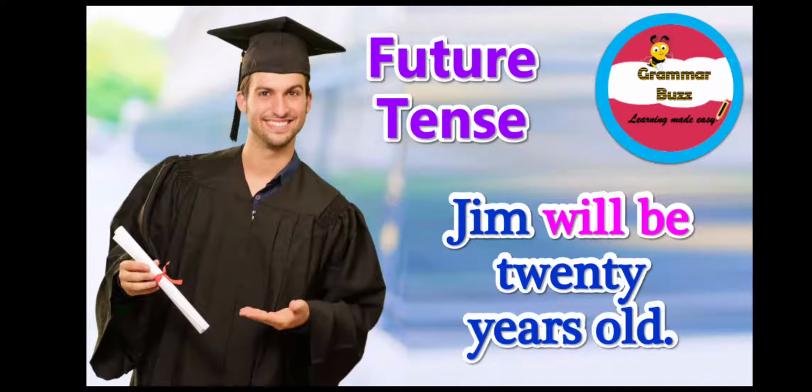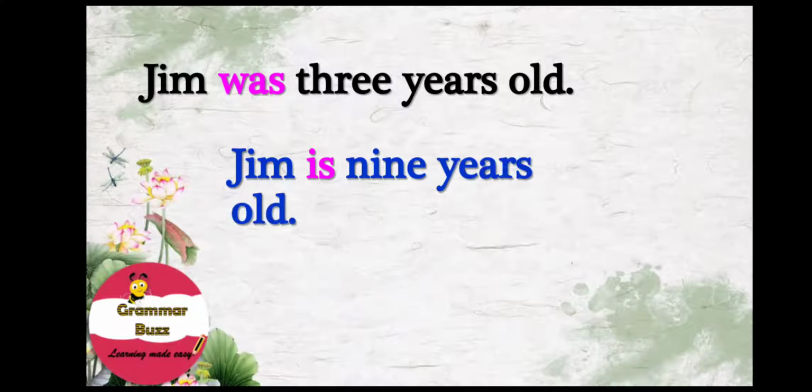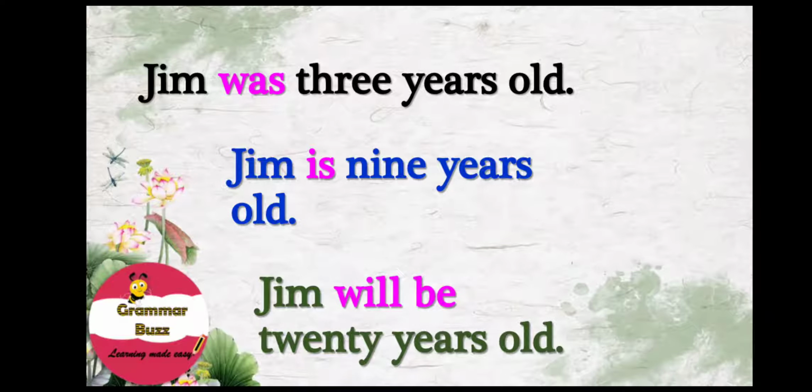So the sentence is in the future tense. Now, let us look at all the three sentences side by side. Jim was 3 years old. Jim is 9 years old. Jim will be 20 years old. In all the three sentences, we are getting some information about the same person, Jim. The three sentences are telling us something about him, but at different times. That is, when he was 3 years old, when he is 9 years old, and when he will be 20 years old.